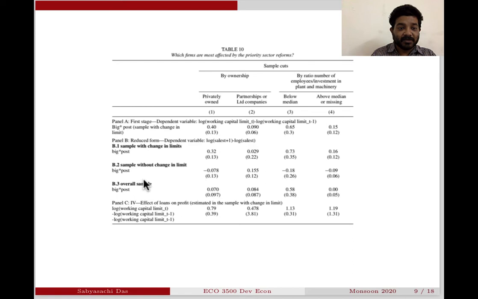Sorry, so B2 is the set of firms for whom there was no change in the limit. For them, the result is pretty small and statistically insignificant. So you see that most of the result is driven by privately owned firms.